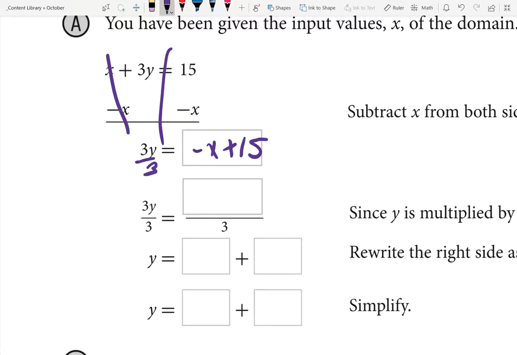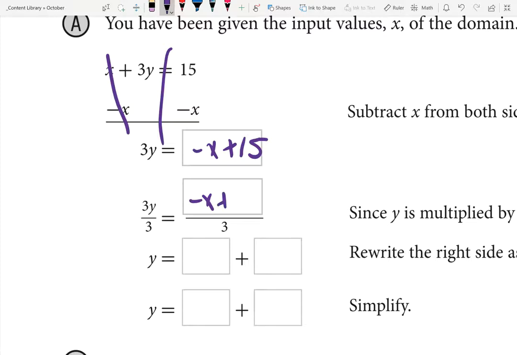Look at what happens technically. When you do 3 divided by 3, what do you get? You don't get 0 because we don't want 0y here. 3 divided by 3 turns into 1. That 3 turns into a 1y because 3 divided by 3 is 1. So it's 1y or just plain y, which is what we wanted. We just wanted y by itself. We didn't want 3y there. We wanted 1y there. So dividing by 3 does that for us.